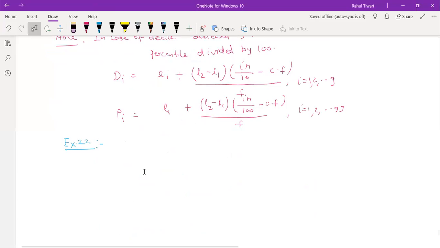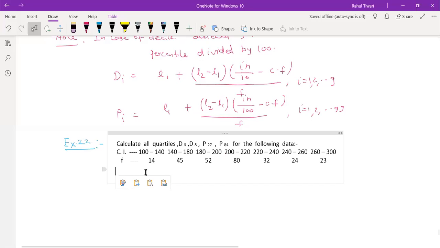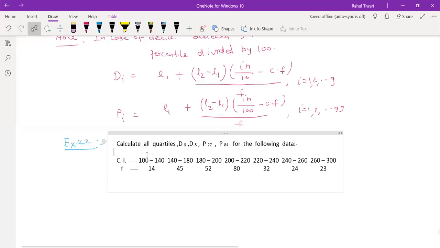Let's say I have this data. Calculate all quartiles, D3, D5, P27, P84 and so on for the following data. So we have the given data and we need to obtain the above things for this data. So how do we start? Since it is group data, you may understand we have to use that big formula, right? In that scenario, always go systematically by what the problem says.